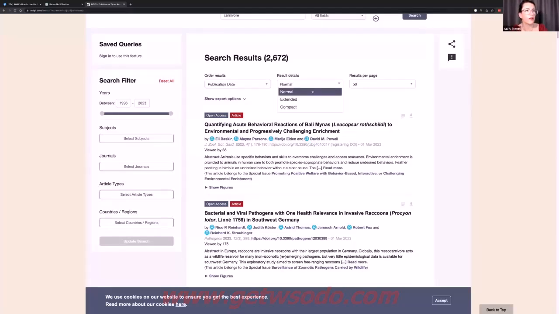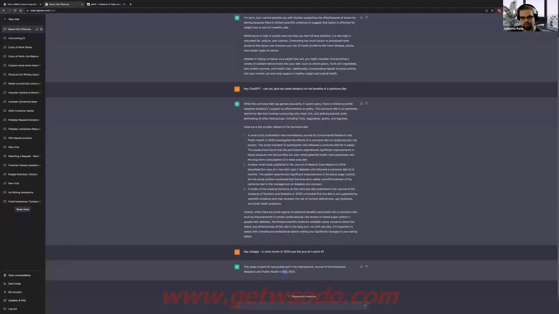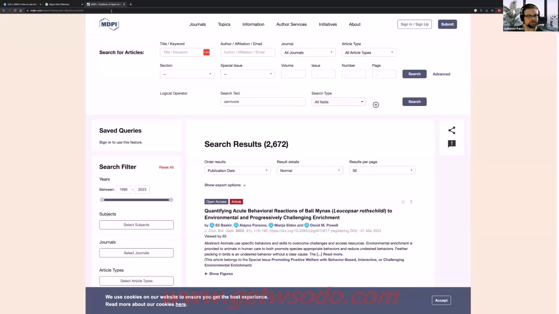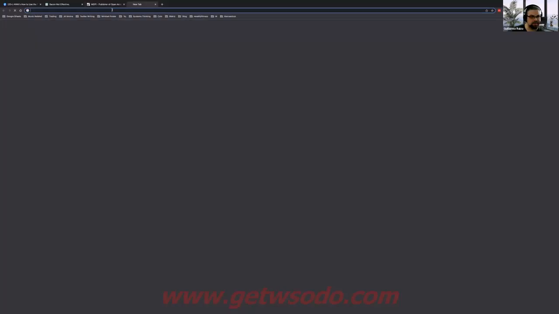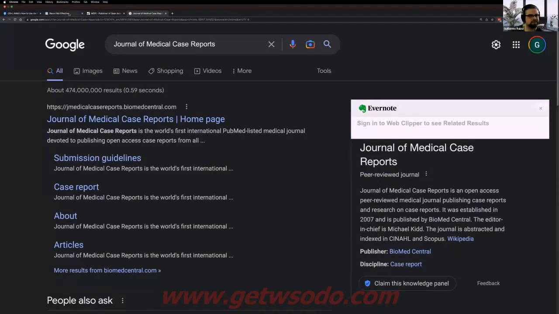How often have you found this? Well, I don't trust it for facts, honestly. I use it more for market research, and I'll still try to verify more basic facts. This is very specific. So let's just see if there's such a thing as a Journal of Medical Case Reports, because so far it's giving us bogus information that sounds very authoritative. So this is a real thing. It's a real journal.